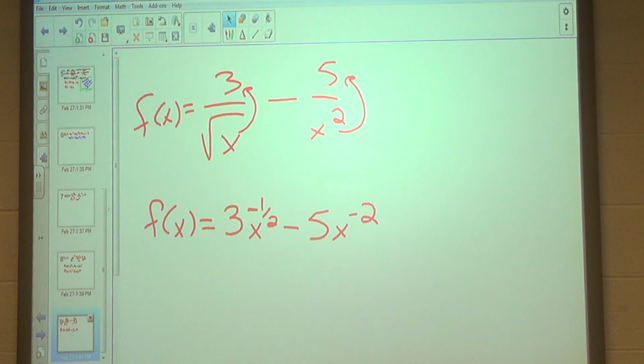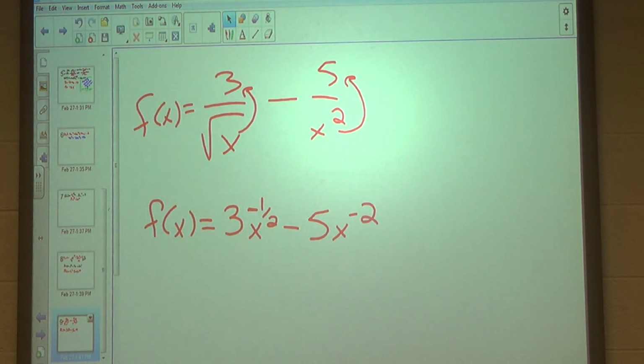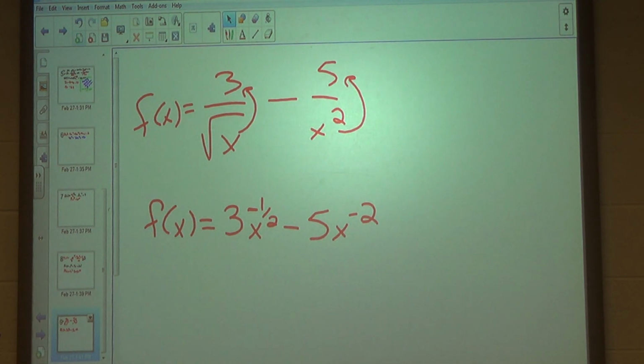Again, before you do the derivative, if you move everything to the top, you can then make it one line. And again, the exponents will turn to negatives. And move them from the bottom to the top.